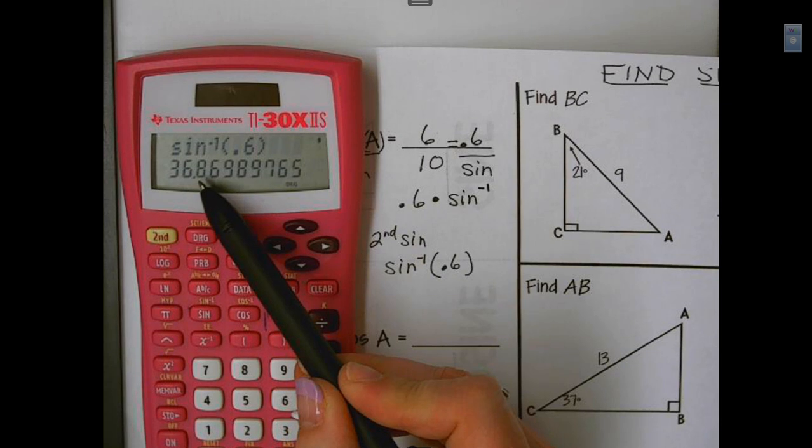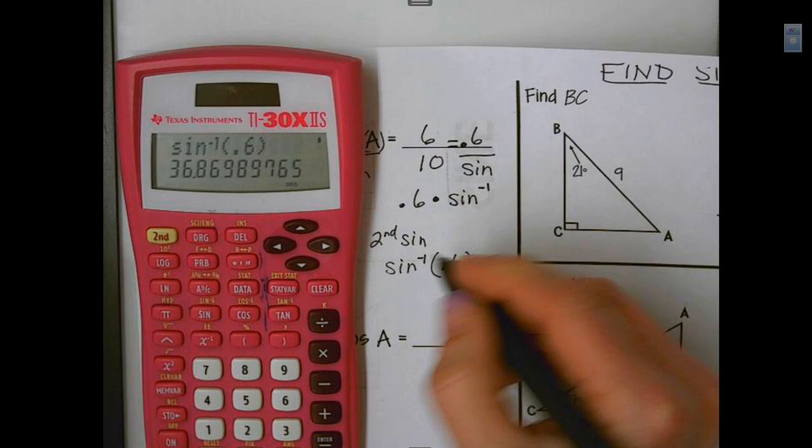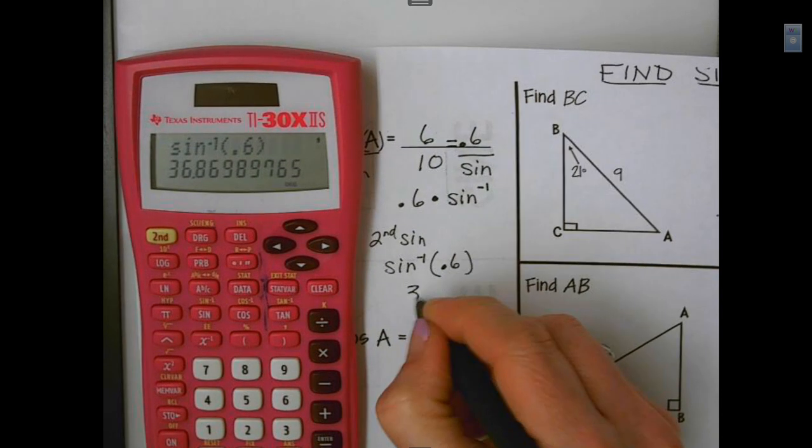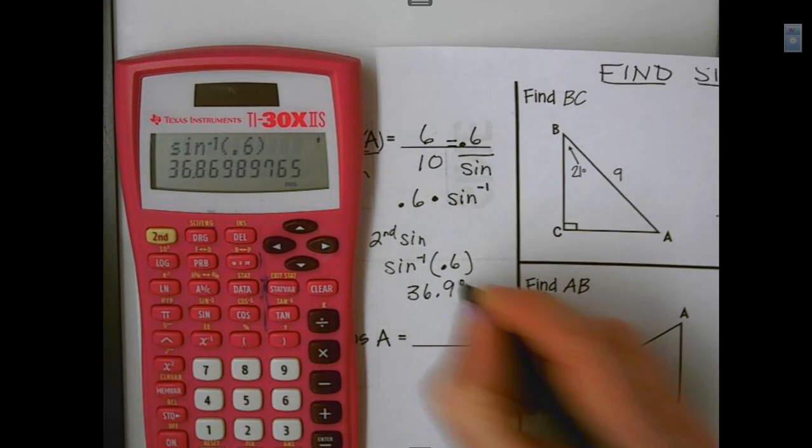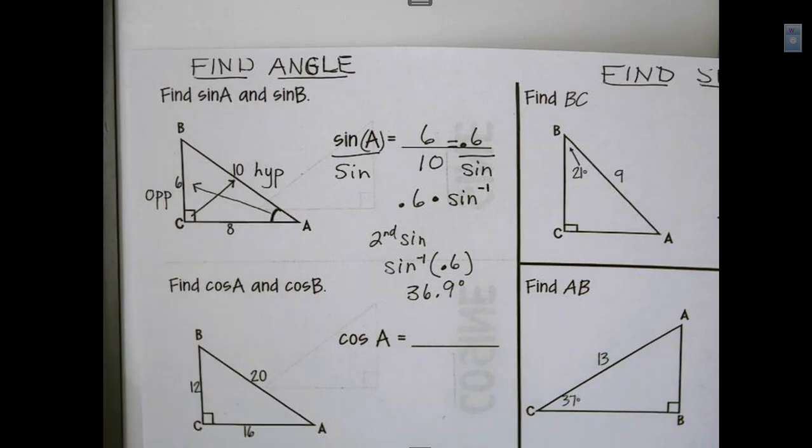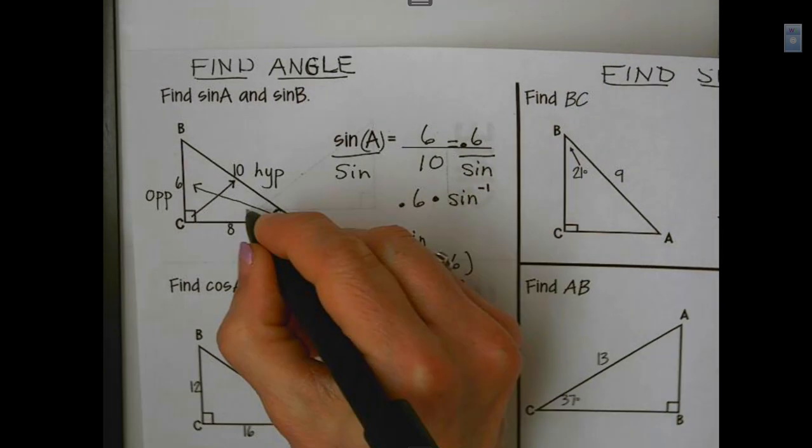So I look at the 8, look after the 8. If it's 5 or more, this is going to change. So it's going to be 36.9 degrees. I'm going to put a little degree sign. Now what I'm going to do, I'm going to go ahead and put that in here.